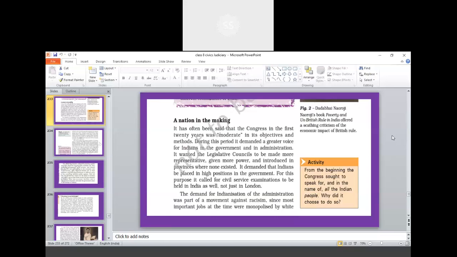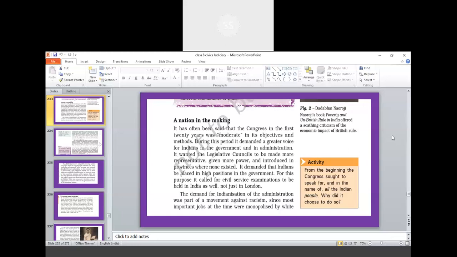Is it clear? Yes, sir. Can you repeat the dates of all the three periods? 1885 to 1905, first one, moderate phase. Then 1905 to 1916, radical phase. Then 1920 to 1947, that is the Gandhian era.